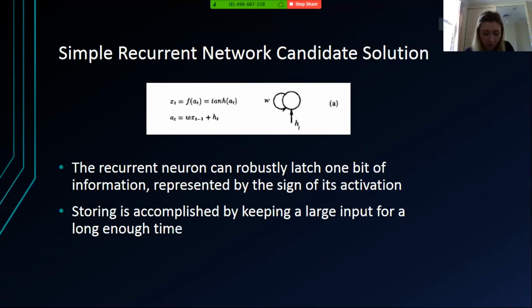And the recurrent weight W, which is in the picture, is also trainable. And so the solution for T much larger than L requires a very large weight. So the larger the weight, the more robustness against noise.